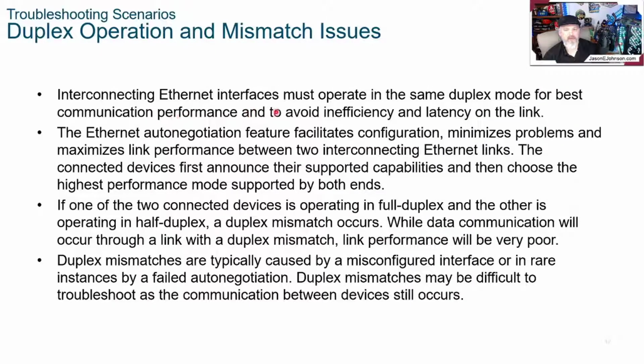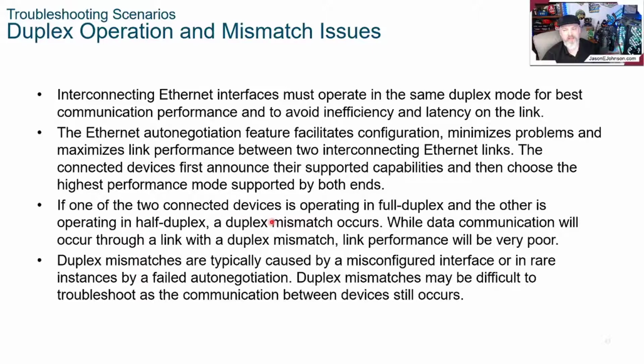Interconnecting Ethernet interfaces must operate in the same duplex mode for best communication performance and to avoid inefficiency and latency on the link, so that's one thing you want to check. The Ethernet auto-negotiation feature facilitates configuration, minimizes problems, and maximizes link performance between two interconnecting Ethernet links. The connected devices first announce their supported capabilities and then choose the highest performance mode supported by both ends.